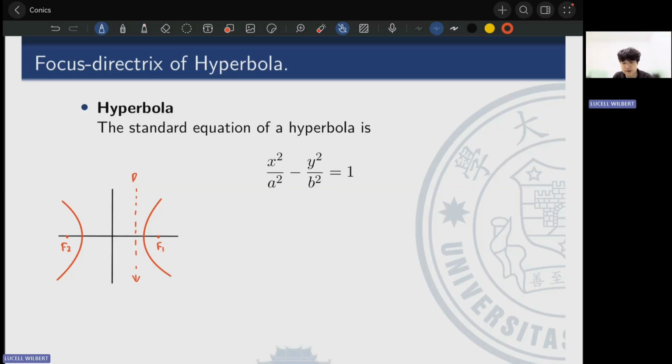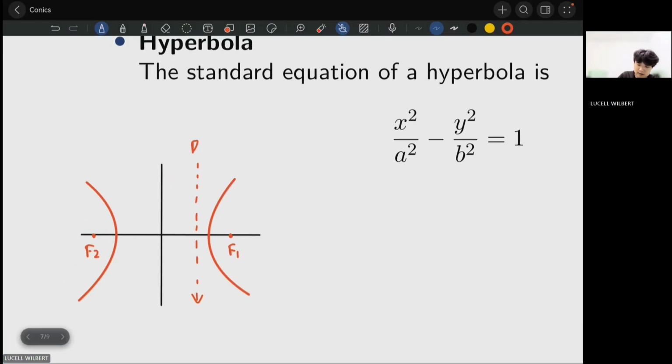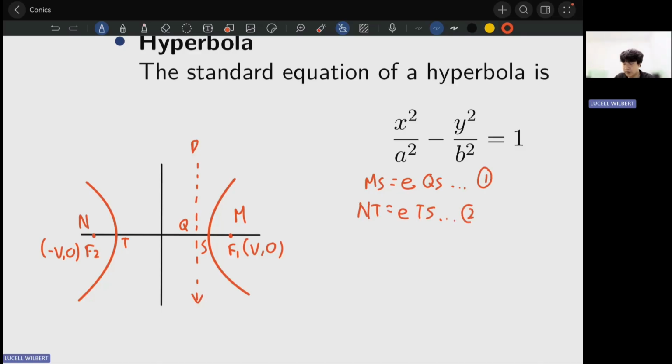So the last type of the conic sections is a hyperbola. Let's say there's a point on F1, which is M, and on F2, N. And we add other points, S and T, on the vertices. And on the directrix, let's say there's a point Q. Suppose that the coordinate of F1 is (v, 0). And F2 is similar, but it is (minus v, 0). Therefore, we can use the formula of eccentricity and we sum both of them. This is the first equation. This is the second equation.